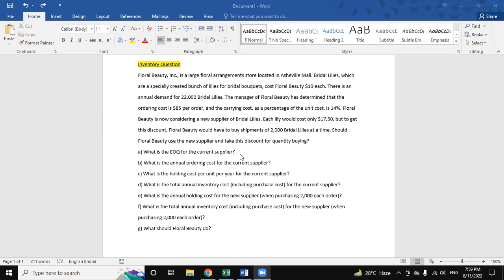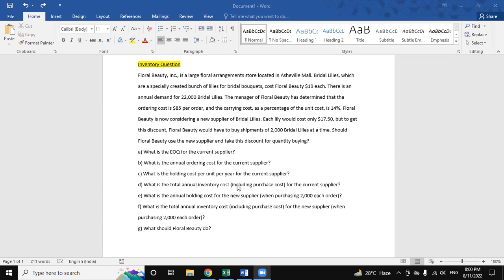So they are asking us the EOQ for the current supplier and the annual ordering cost, what is the holding cost, then the total inventory cost, then the annual holding cost, and the total annual inventory cost, including the purchase cost for the new supplier as well. And in the last part, they are asking what should Floral Beauty do.